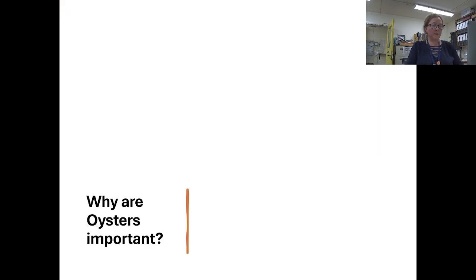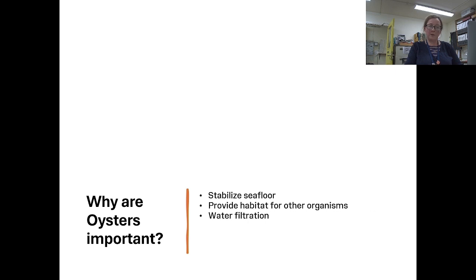So why are oysters important? Why should we try and help save them? Well, they stabilise sediments and they provide stable habitats and unique ecosystems and create mini reef habitats for other animals and plants to live on. They can also filter water really well. So one individual oyster can filter 200 litres of water a day.